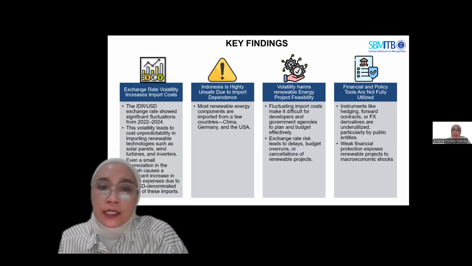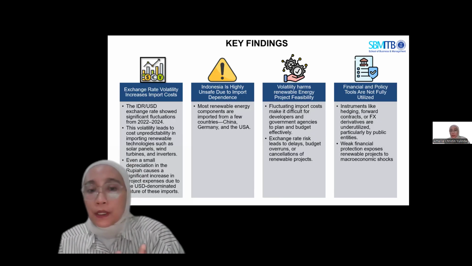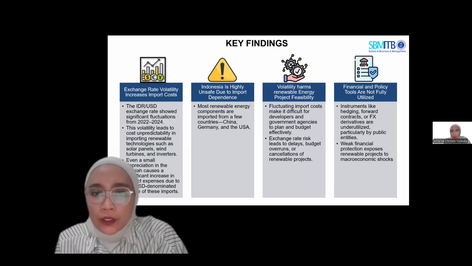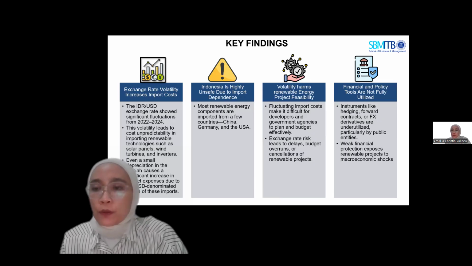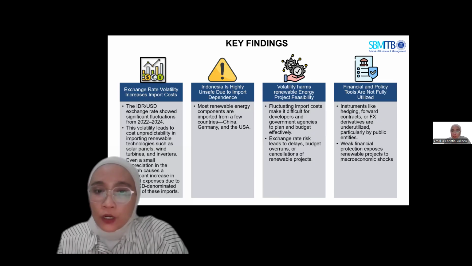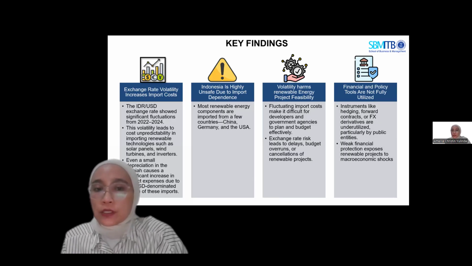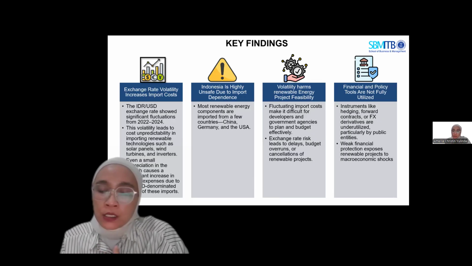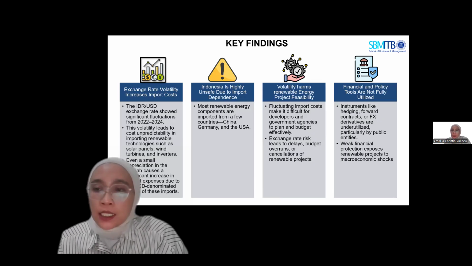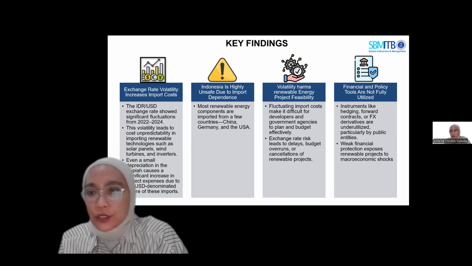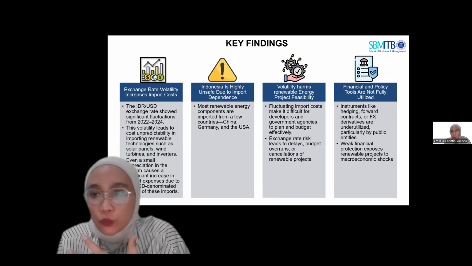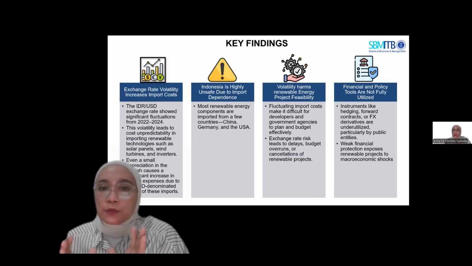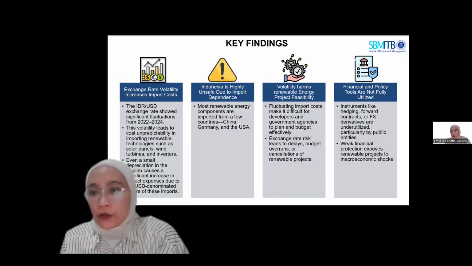And then, Indonesia is highly unsafe due to import dependence. Most renewable energy components come from abroad, from China, Germany, and the USA. It means we don't have enough technology from our own nation. This condition will be unsafe if there are geopolitical conditions or a trade war like right now. This could be an alarm or early warning for Indonesia.